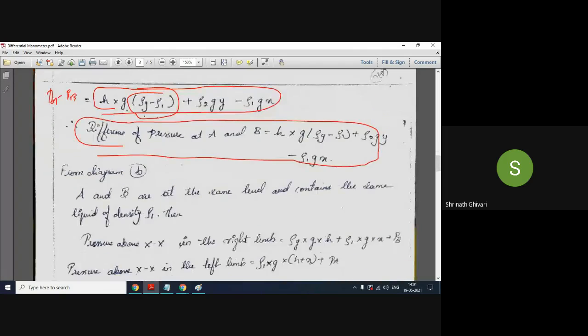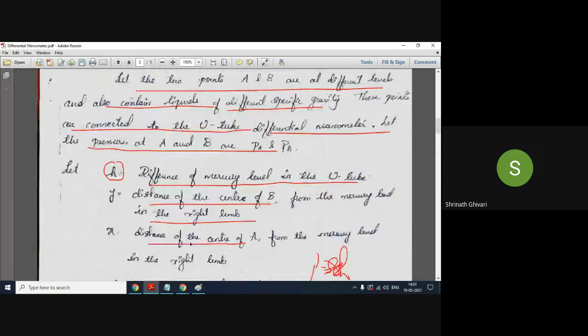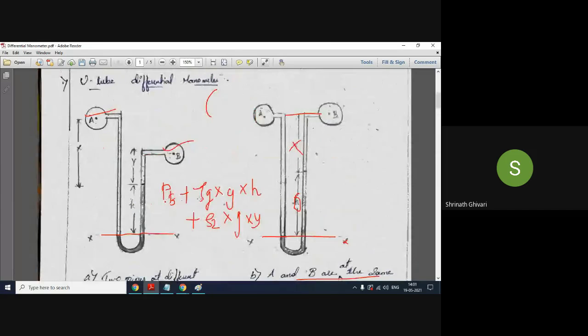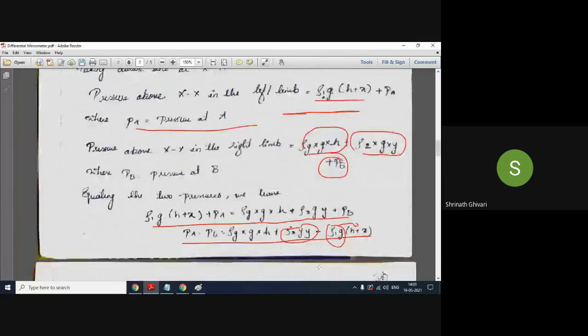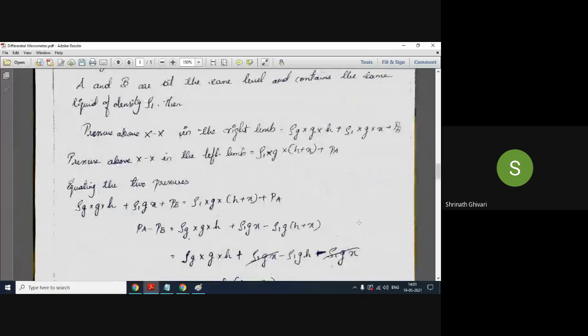Now from diagram B, we have seen different levels. Now we'll see the same levels. So the diagram looks like this. This is the pipe. These are two pipes, and they are at the same level. It's just a rough diagram. Till this point, there is a manometer.